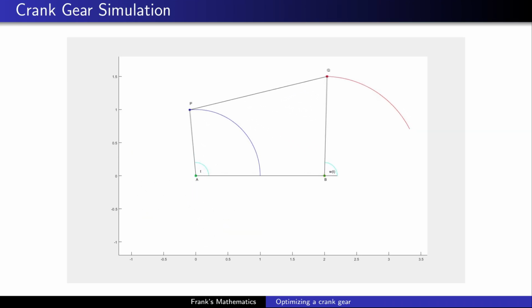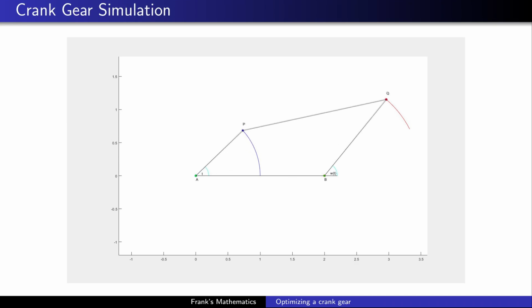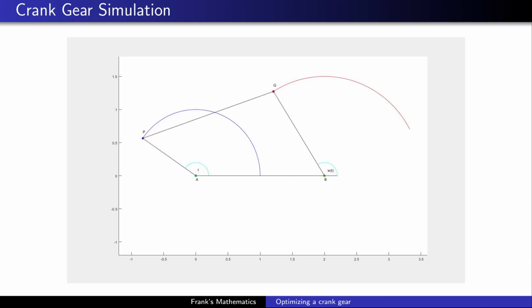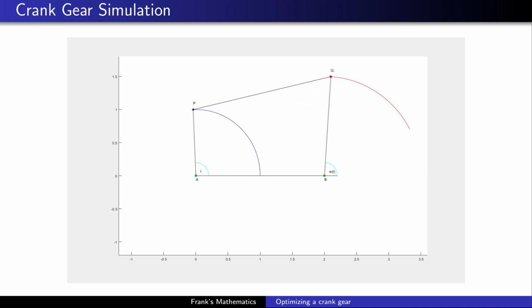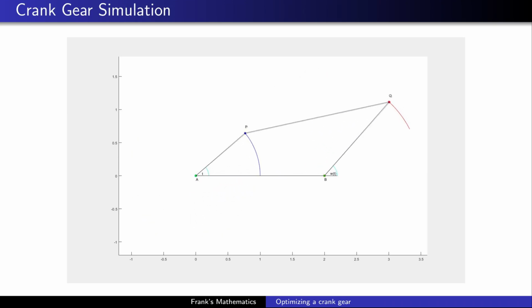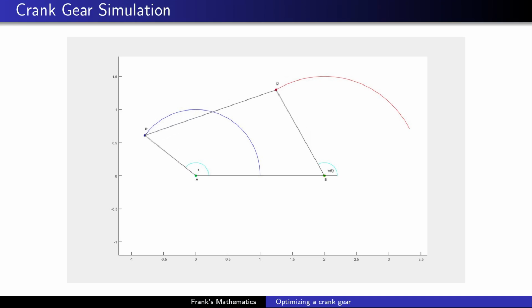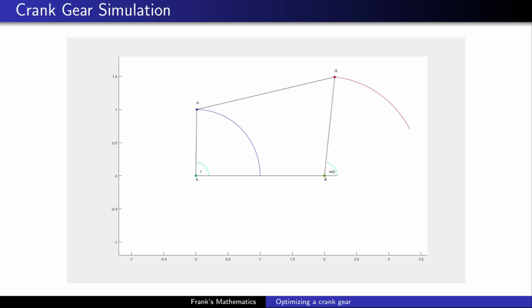We want to optimize the movement of the point Q, but the movement of the point Q is fully determined by the length of BQ and the angle omega T. So it is in fact sufficient to control the angle omega T. And this is what we want to do now. We want to determine the length of the parts of the crank gear so that our angle omega T is moving just the right way we want it to move.